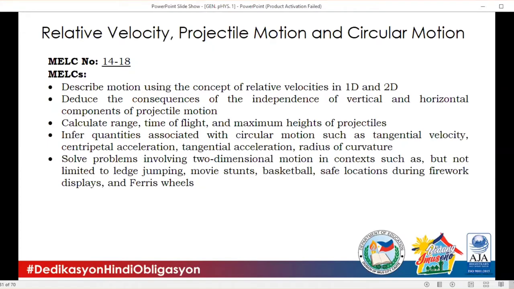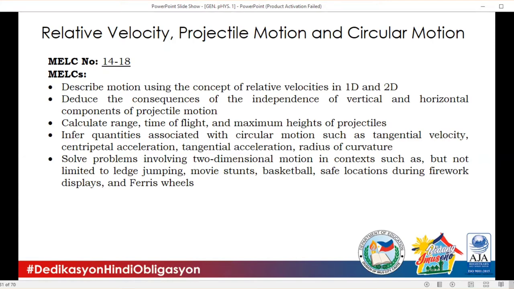At this point, let's talk about relative velocity, projectile motion, and circular motion. Our most essential learning competency here, which is from MELC 14 to 18, is to describe motion using the concept of relative velocities of 1D and 2D, one-dimensional and two-dimensional.